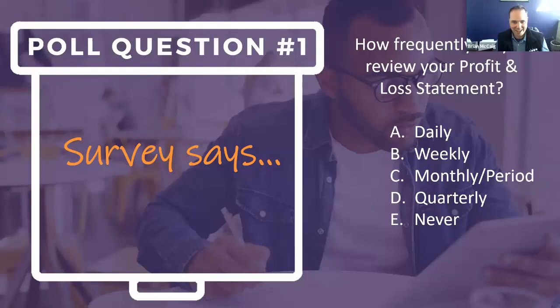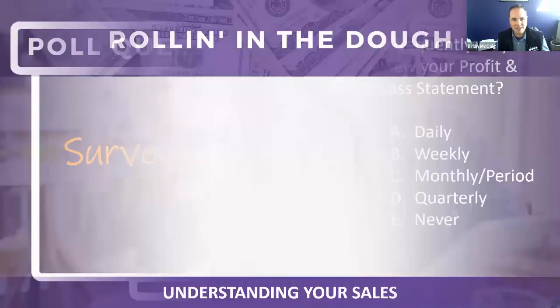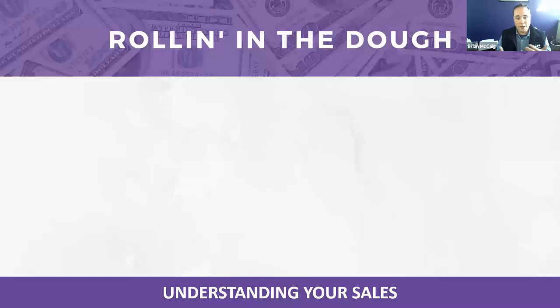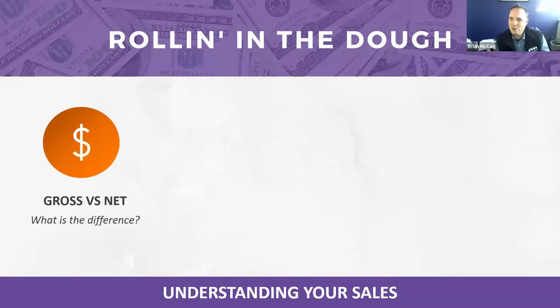All right, let's get into the first part of your P&L, which is the sales, understanding your sales. I want to start with the difference between gross sales and net sales, and this conversation comes up a lot. I want to start by describing what gross sales actually means, because this is probably the most simple. Gross sales is the entirety of all your sales, including sales tax, comps, and discounts.